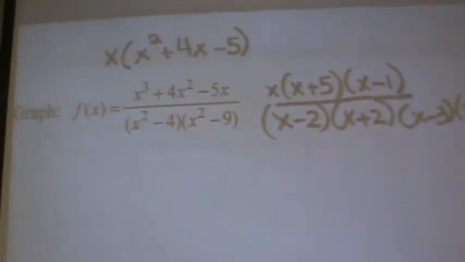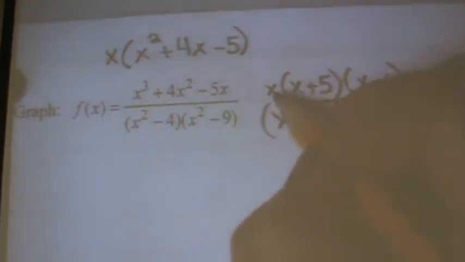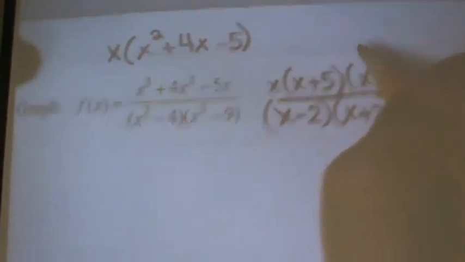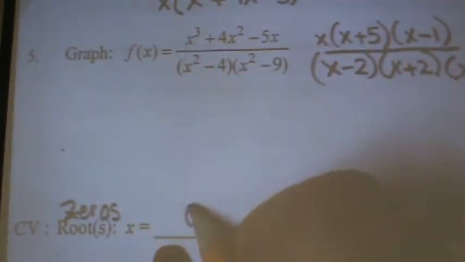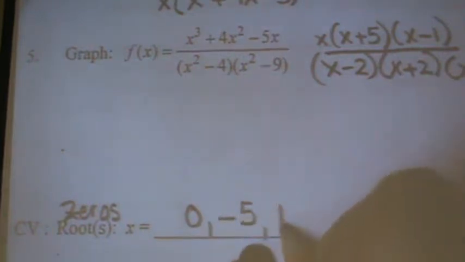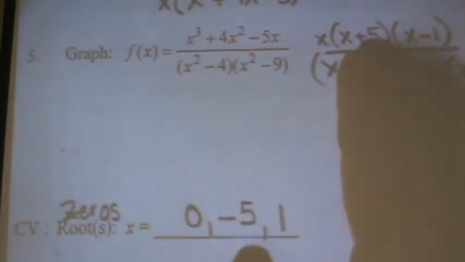What else can you do? What are my zeros? There's 3 of them. Your roots, these are your zeros. What are they? 0, -5, and 1. You're going to put a dot at 0. You're going to put a dot at -5. Let's make that -5 right there. And at 1.